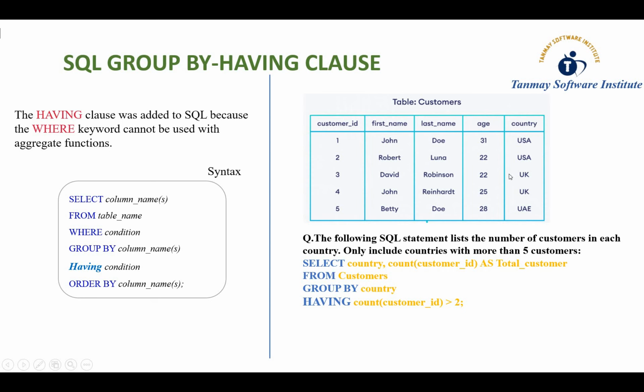It doesn't display anything. Why? Because USA has only 2 customers, UK has only 2 customers, and UAE has only 1 customer. So we didn't get any customer count greater than 2. Yes, it is equal to 2. If I write here equals to 2, then I get 2 records, that is USA and UK.